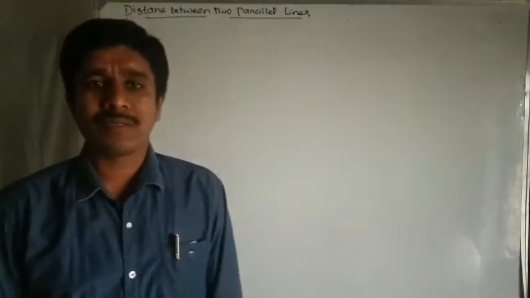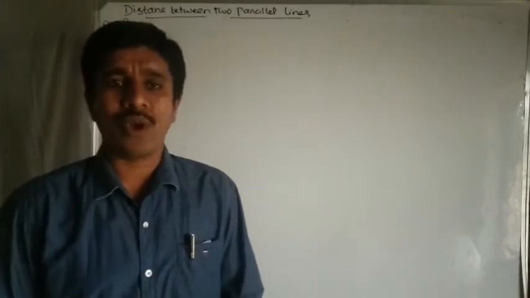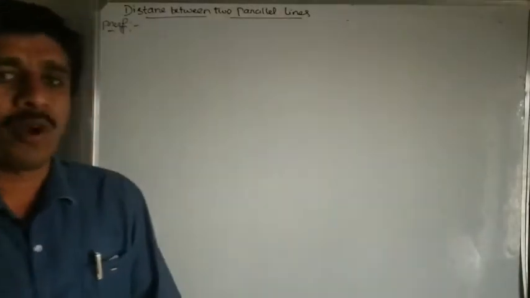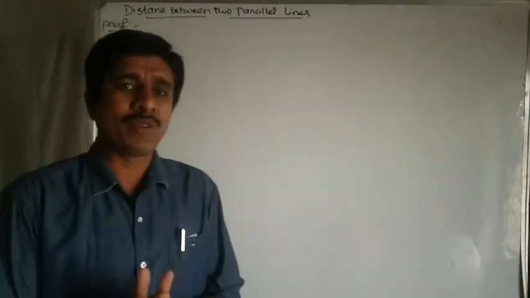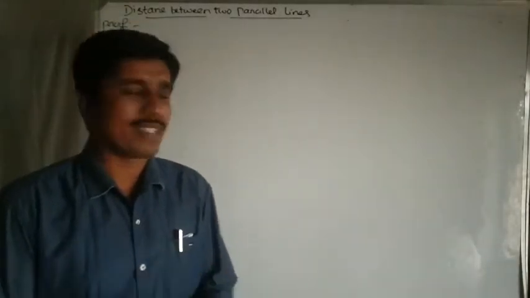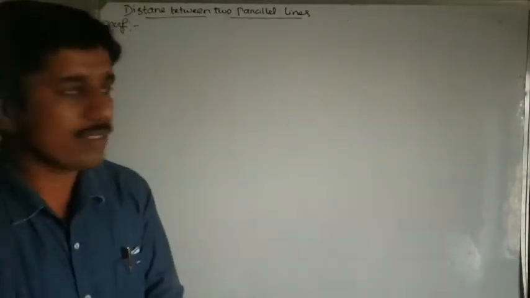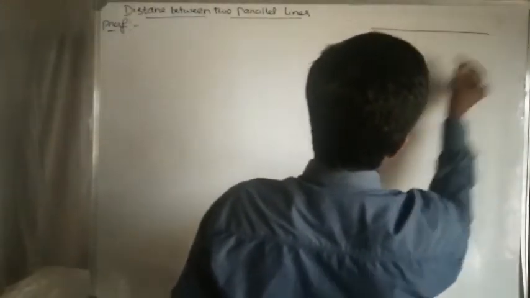In the last class, we have seen how to derive the shortest distance between two skew lines. Now I am going to prove the distance between two parallel lines. Distance means shortest distance. Distance between two parallel lines. First draw the figure. I take two parallel lines.